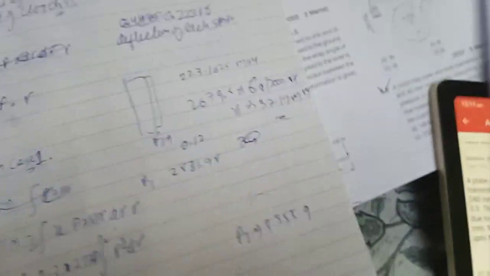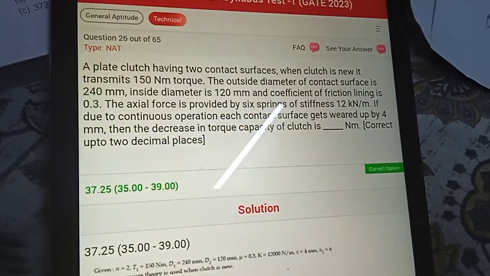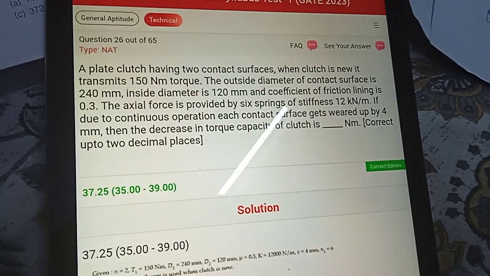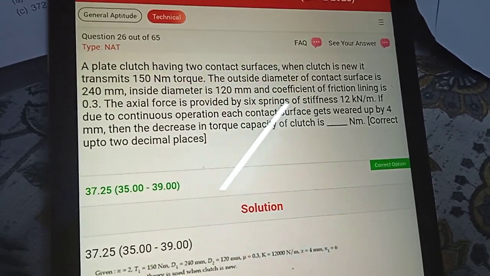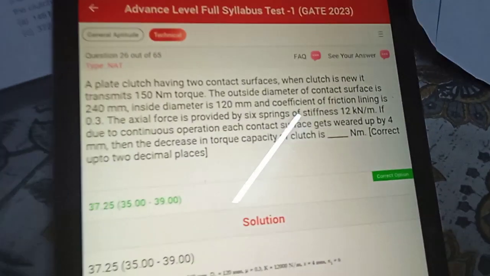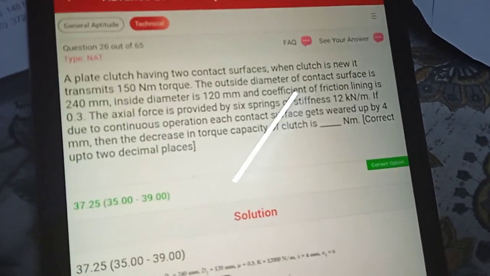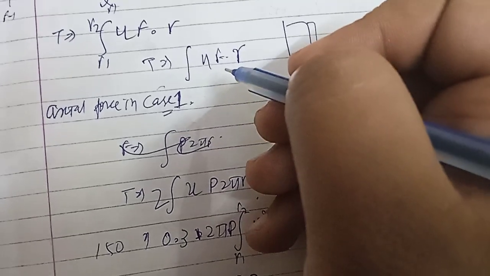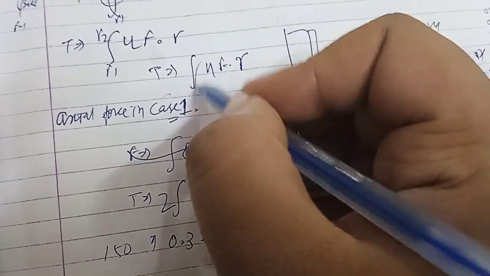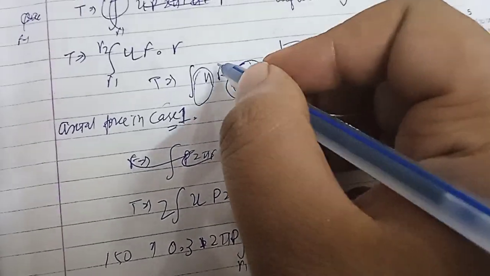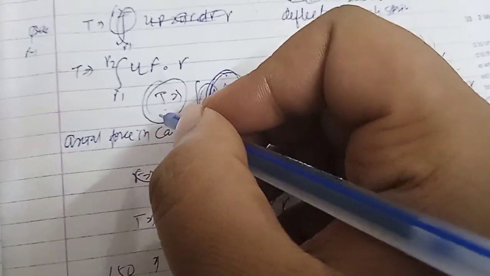Now, what does the second part of the question say? Change in torque capacity. As the clutch is worn out due to continuous action, the constant wear theory will apply. So how do we solve this? First, what is the formula of torque? Mu F into r. Is mu going to change for the clutch? No. Is r going to change? No. So of course the axial force is going to change, causing the change in torque.